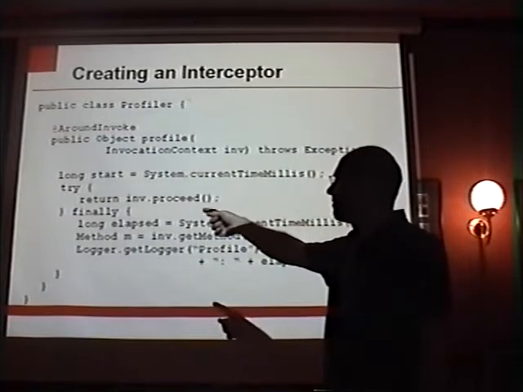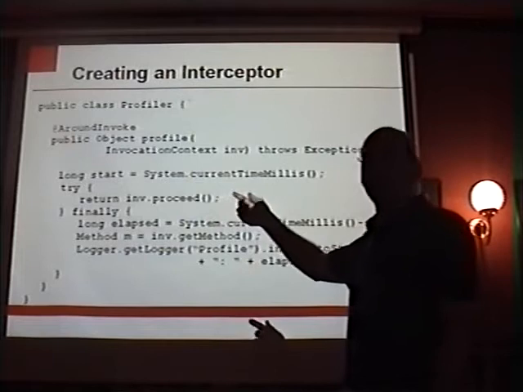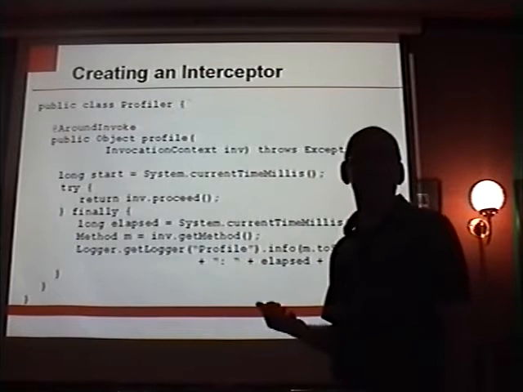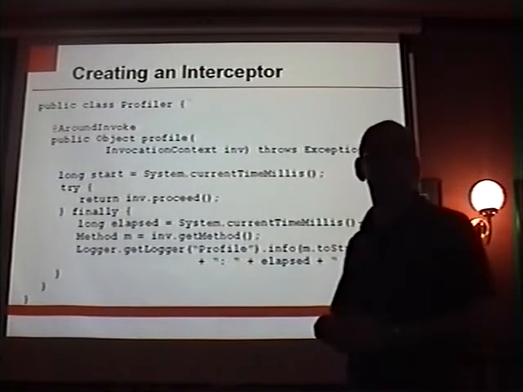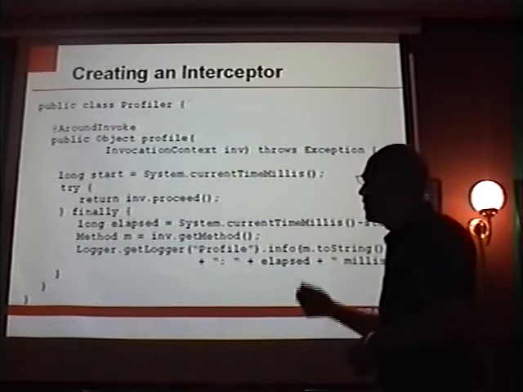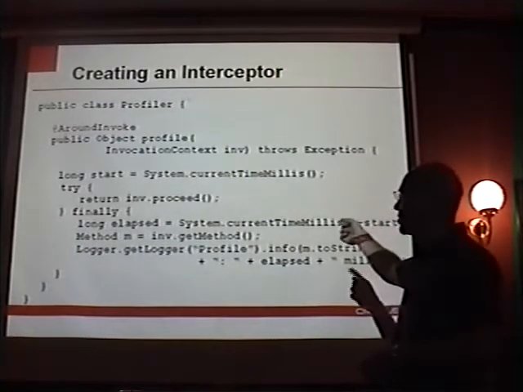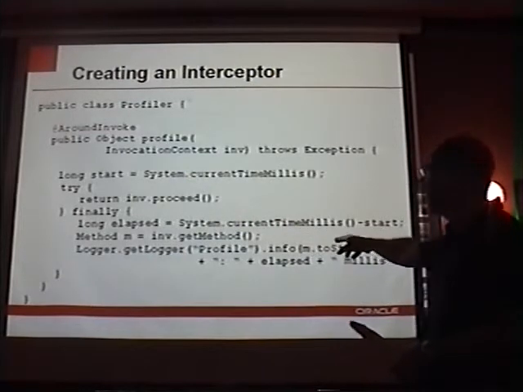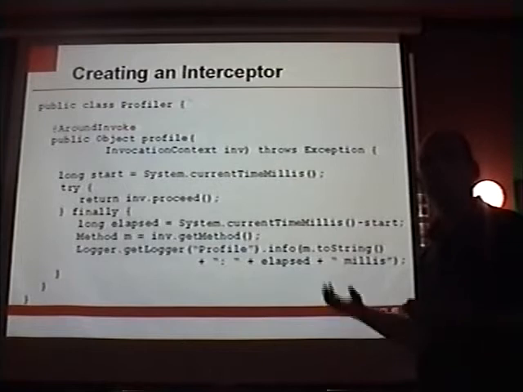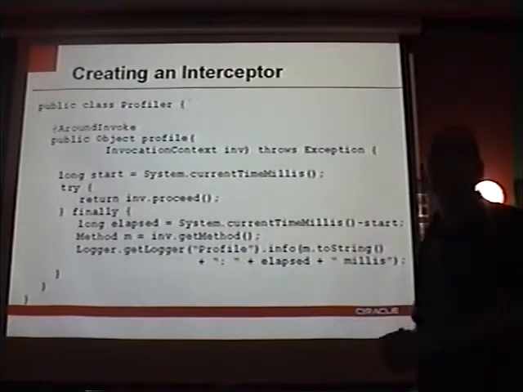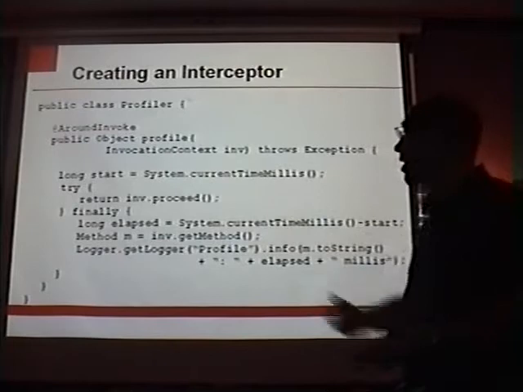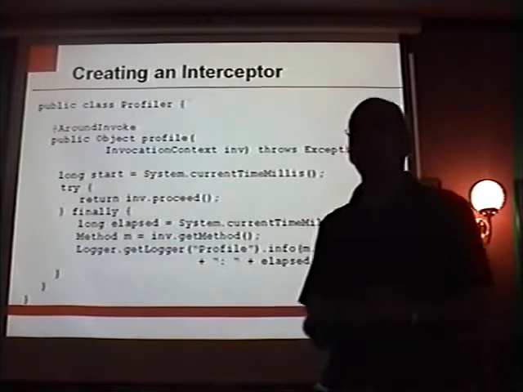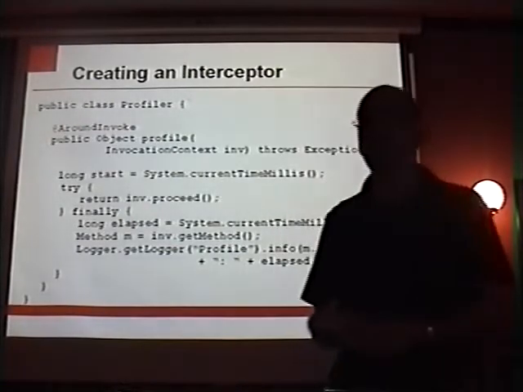And in my case, I'm saying finally, because I want to record the value of the timer whether an exception was raised or not. So it's going to time it even if there was a problem in the call. And I'm just going to find out how long it was, how much time has elapsed. I'm going to get the method that we invoked, and I'm going to log something saying this is the method that was called, this is how long it took. So I've only got half a dozen lines of code there, and I add this interceptor, and now I've been able to time every single method without changing a single method in the bean.